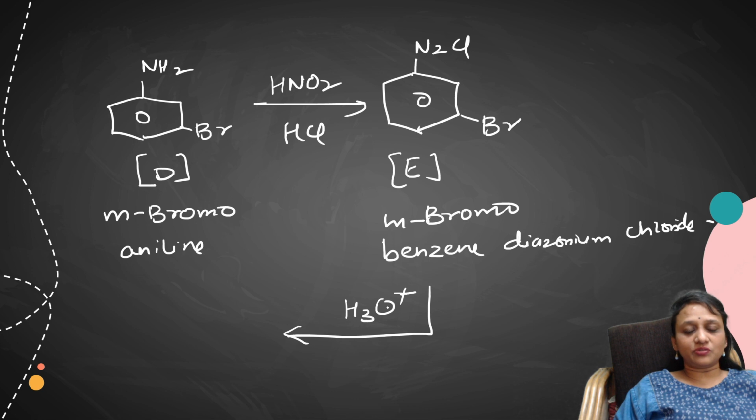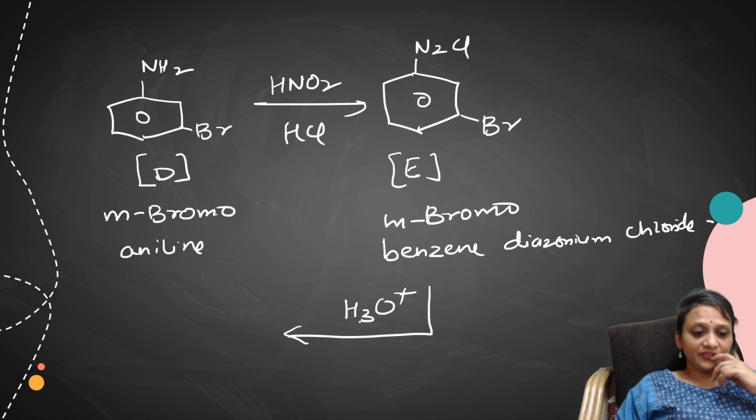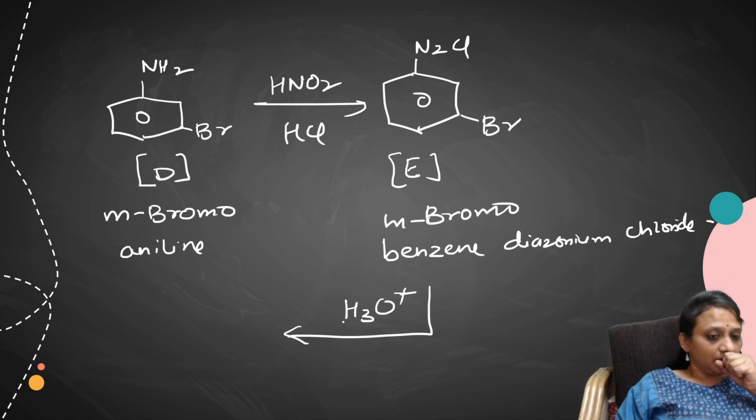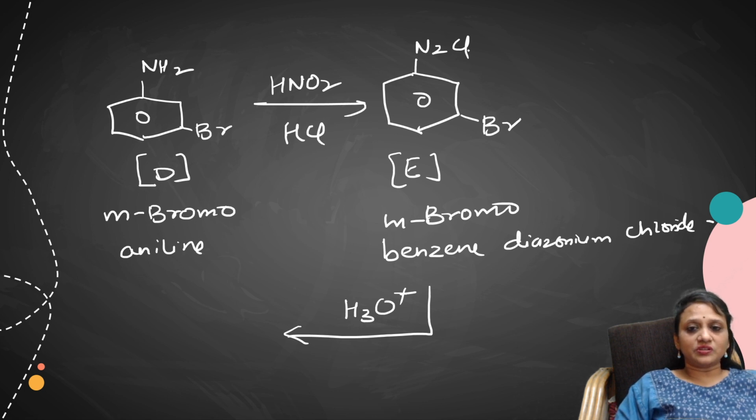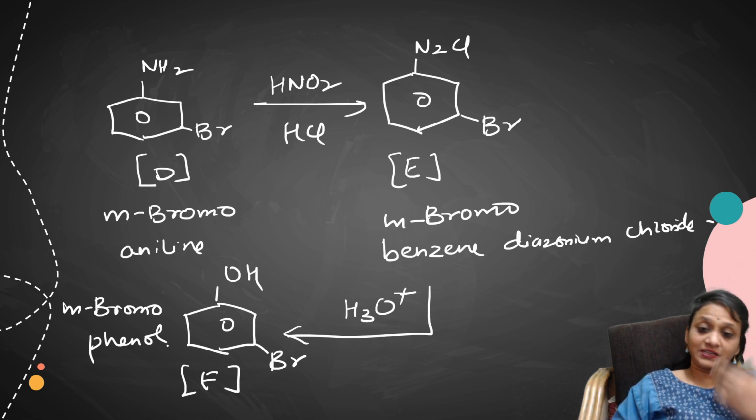In the presence of hydronium ion or the acidic medium, what is going to happen? This nitrogen gas escapes out. Your HCl comes out with this and the leftover, what happens, students? You're doing acidic medium, so the BDC part gets converted to phenols. This is my last product, nothing but F. What is the name of this compound? Meta-bromophenol. What is this, students? Meta-bromophenol. Perfect.